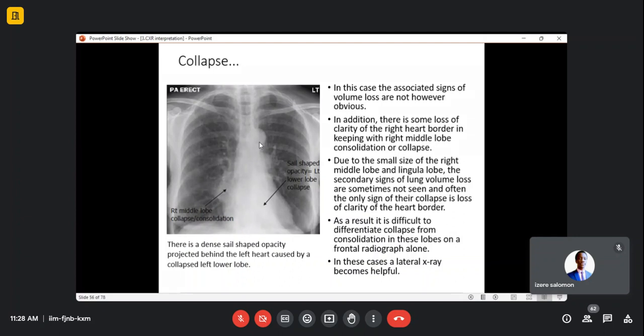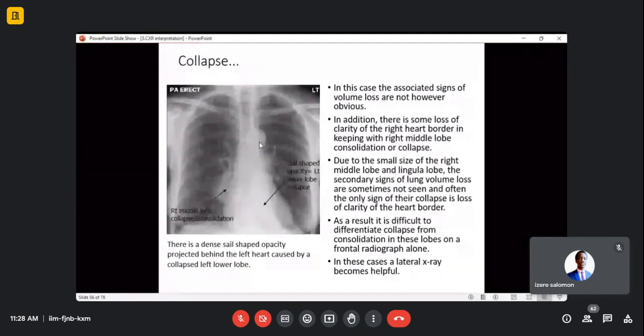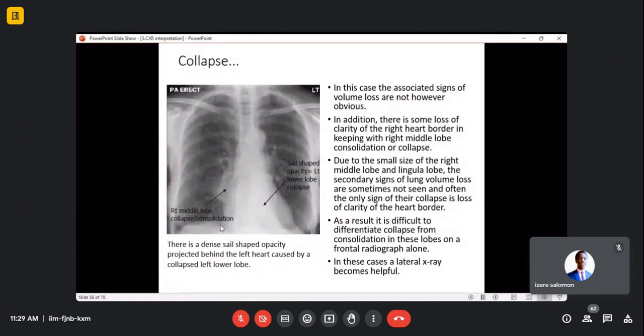How are we going to differentiate this right middle lobe collapse from the borders of the heart? Right atrium? Not necessarily. Let me ask you a question. From the images you have seen already, have you seen the right border of the heart making an angle like this? With these angles, have you seen it? Really?